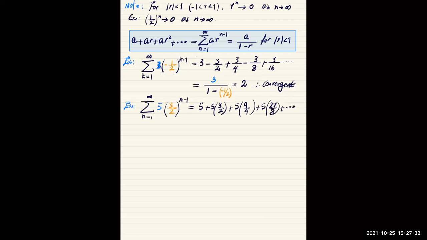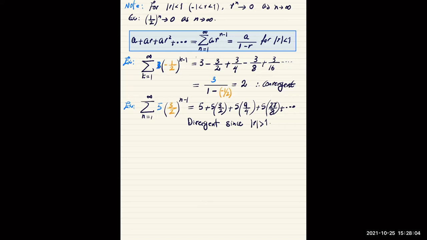So as you see, those terms get bigger and bigger, because the common ratio is more than 1. This is not going to have a sum. Its value is infinity. This is divergent, since the absolute value of r is more than 1, or you could just say r is more than 1.